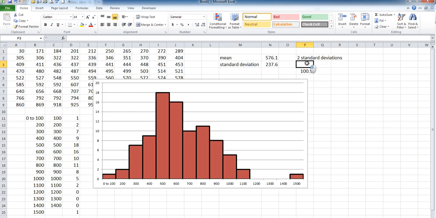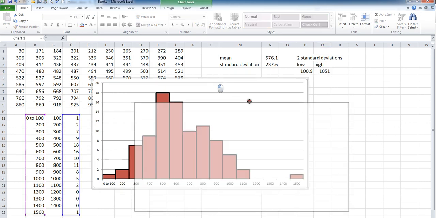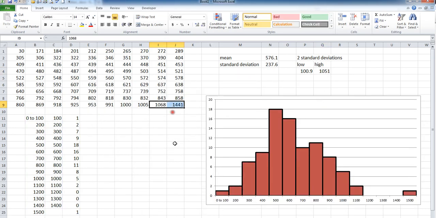I'm going to put low here and then high here, and this is going to be the mean plus 2 standard deviations. So this tells us anything over 1051 would be considered an outlier. Looking back at the raw data, that would be either of these two. So if you use the 2 standard deviation method, you're going to have 3 outliers: 30, 1068, and 1441. The justification for using it would be that the data is roughly bell-shaped, and that's totally legit. So that's one answer for you.